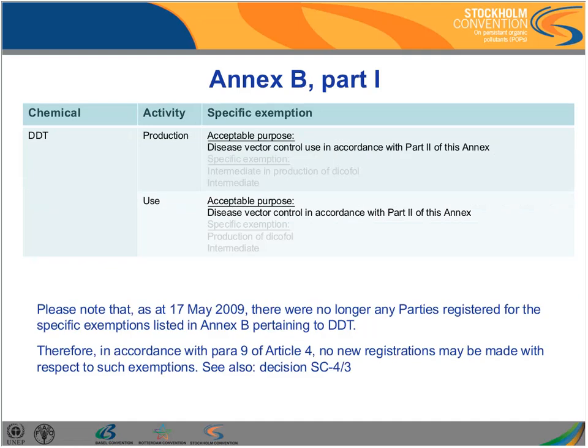The chemicals listed in Annex B have acceptable purposes and specific exemptions. With regard to DDT, it is the same as the other chemicals that I have just explained: as of 17 May 2009, there were no longer any parties registered for the specific exemption for DDT, and no new registrations may be made with respect to such exemptions.